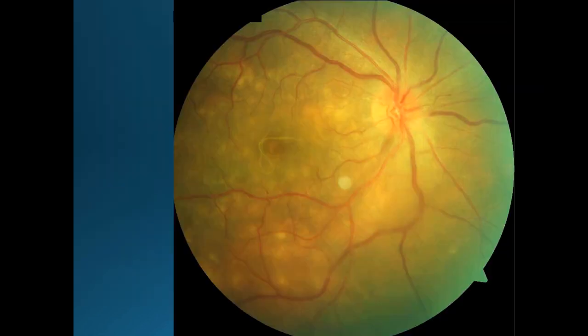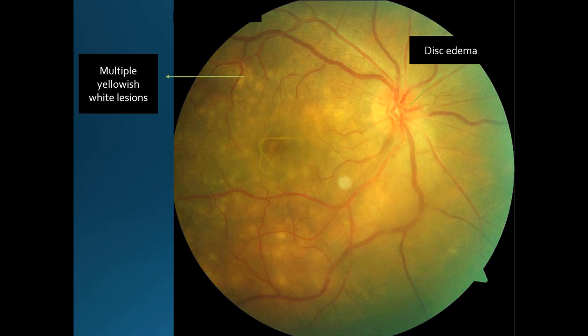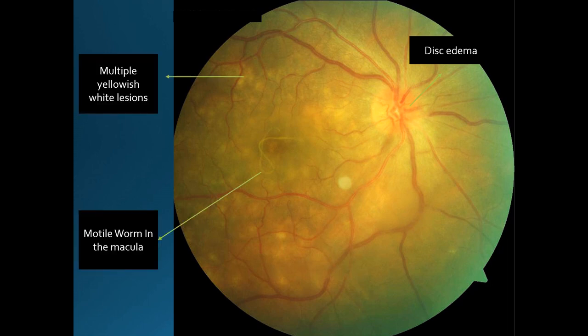This is a fundus photo of the right eye of the patient. It shows disc edema and the presence of multiple yellowish white lesions. A motile worm can be seen in the macula, the motility of which will be demonstrated, along with macular edema.